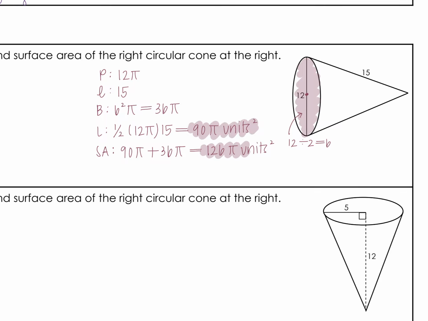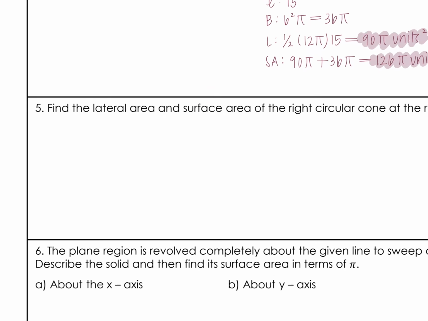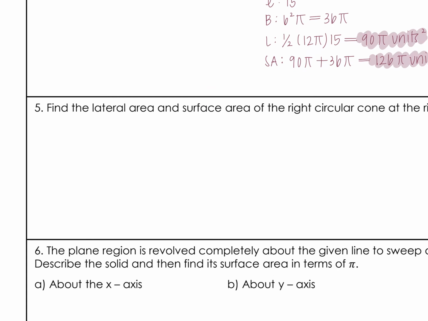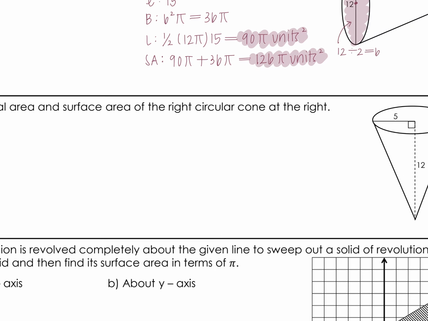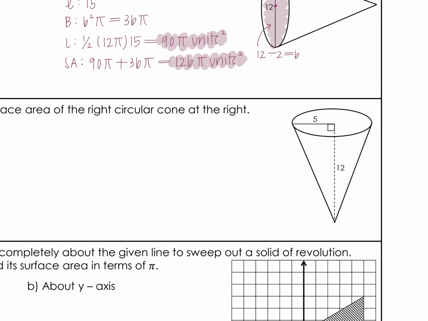All right, moving into our next problem, number 5. We have find the lateral and surface area of the right circular cone at the right. So once again, since this is a cone, my base is going to be the circle. So I'm going to highlight that.